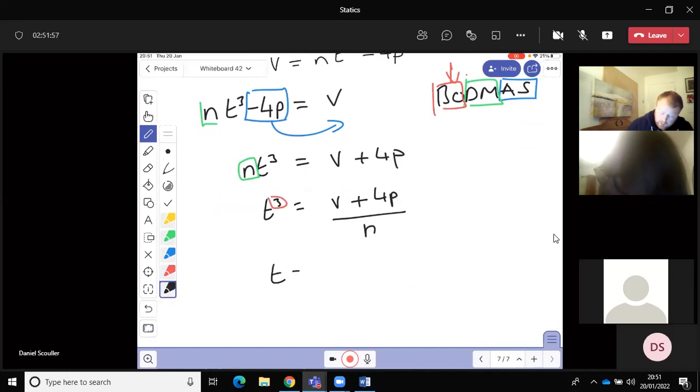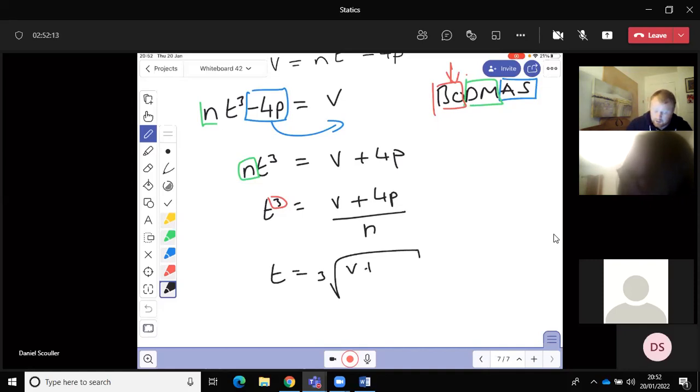Remember, cubed root is written with the root sign, but with a wee small 3 in front of it, just above the tick mark. That's the cube root of v plus 4p over n. That root sign needs to cover that whole thing, remember.